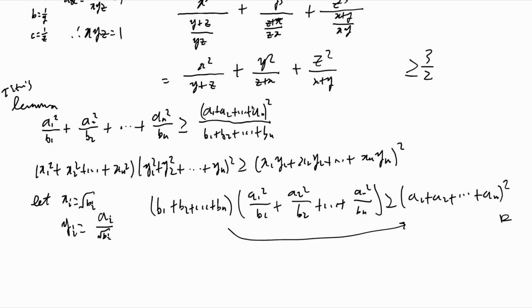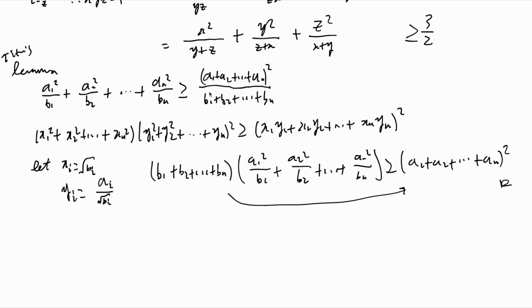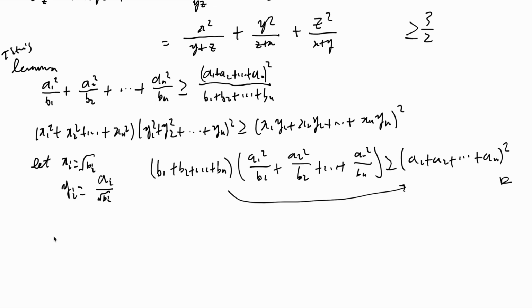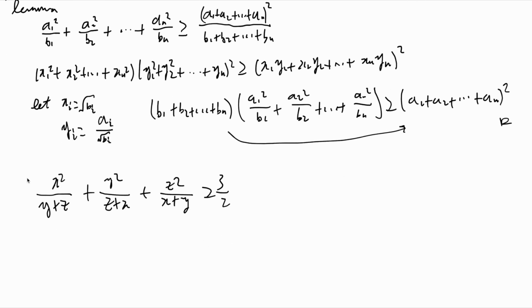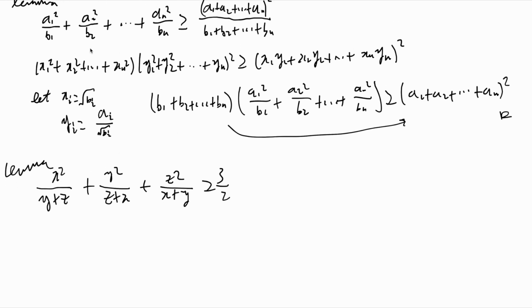Now we will somehow use this to get here. And I think that was quite brilliant. So first, I will just rewrite what we need to prove: x squared over y plus z, plus y squared over z plus x, plus z squared over x plus y is greater than or equal to, so this is what we need to prove. This is our lemma. Now let's use our Titu's lemma here.